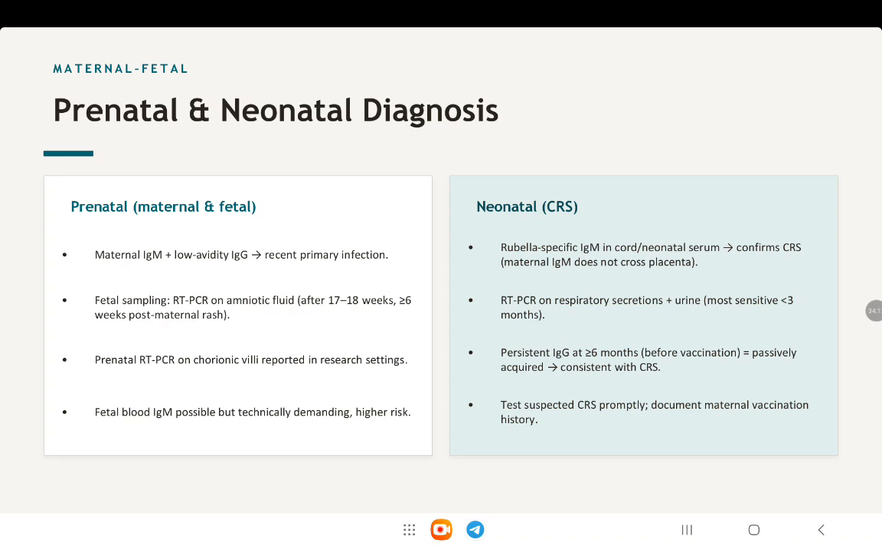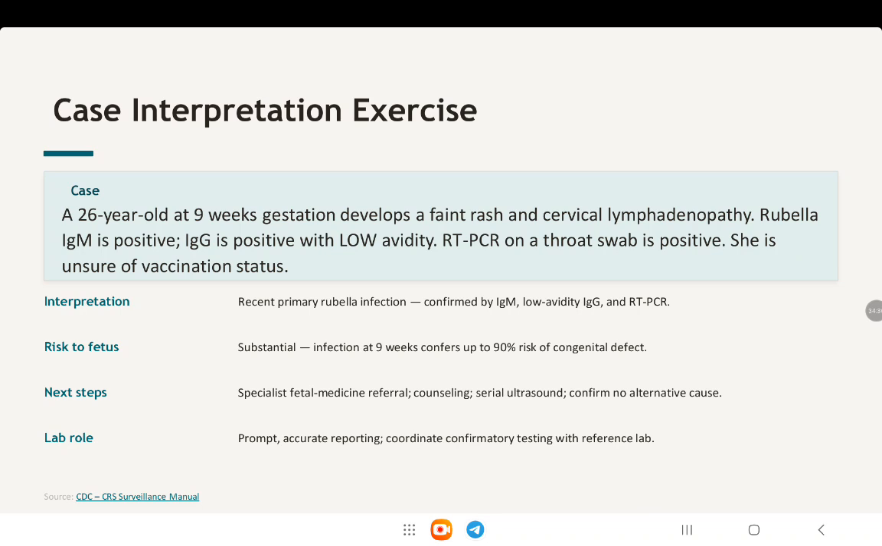For neonatal congenital rubella syndrome, we can test IgM in the cord blood. We can also test PCR on respiratory secretions. IgG is found for up to 6 months after the infection. For suspected congenital rubella syndrome, the maternal vaccination history should be documented to the doctor. This is an example of a case for interpreting the laboratory results.